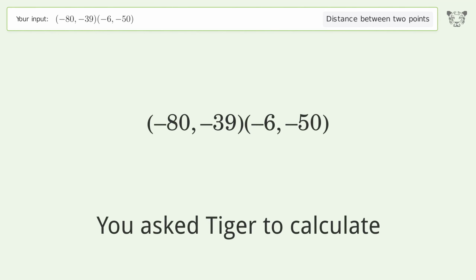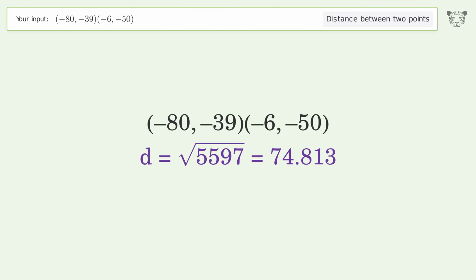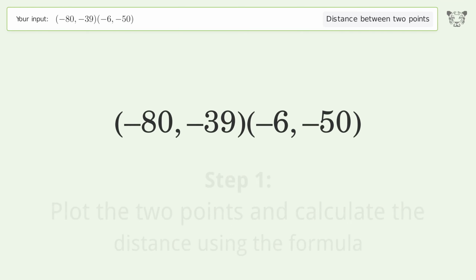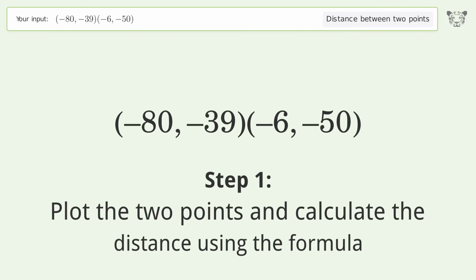You ask Tiger to calculate. This deals with the distance between 2 points. The distance between the 2 points is the square root of 5,597, or 74.813. Let's solve it step by step. Plot the 2 points and calculate the distance using the formula.